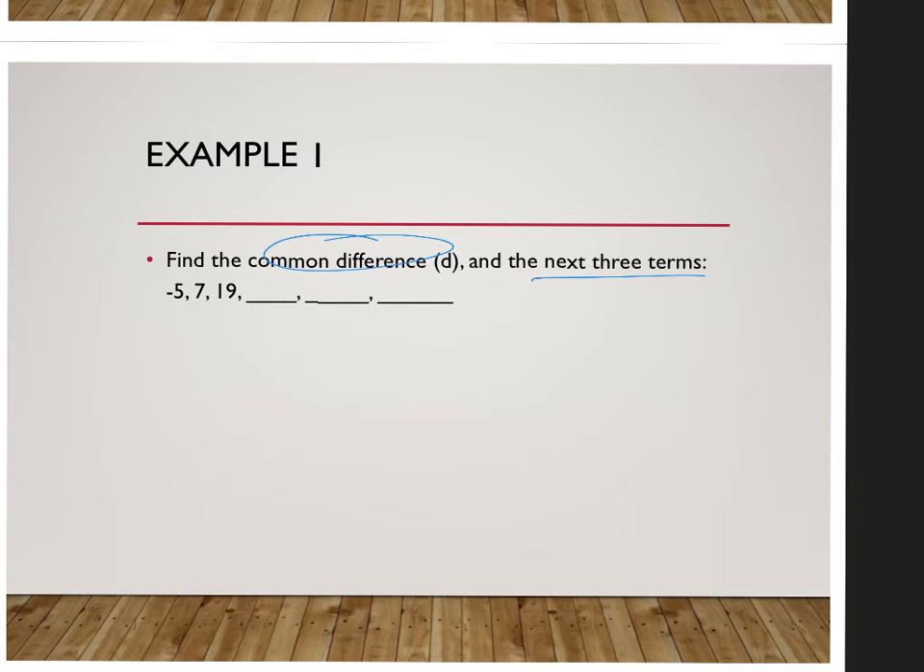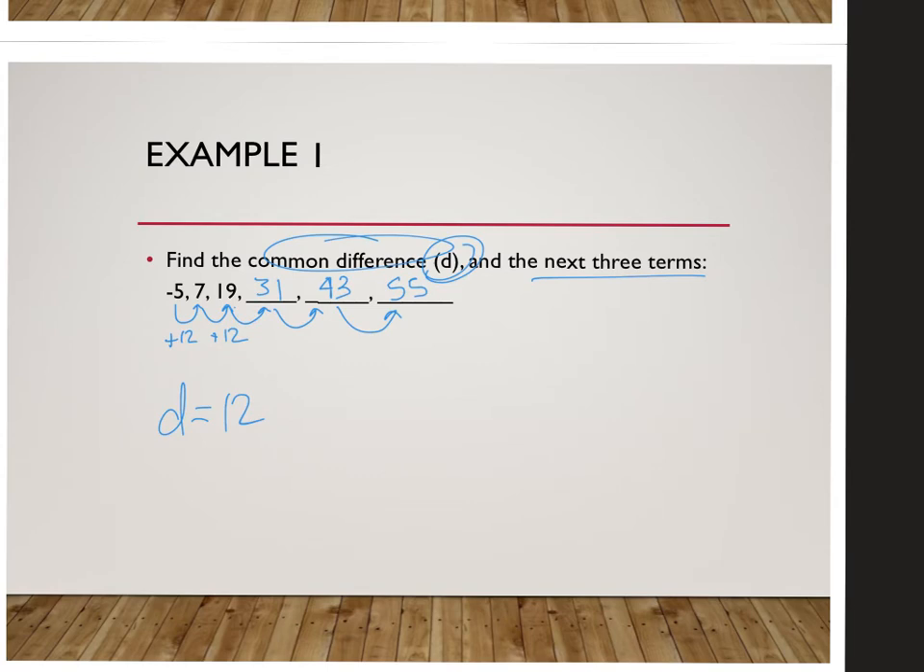So if I'm trying to figure out the pattern to get from here to here, it looks like I have to add 14. No, maybe not 14. 12. And to get from here to here, I have to add 12. Okay, so I now know what D is. D is 12. Now if I continue and add 12 more to that 19, 19 plus 12 is 31. Then I add 12 more and I get 43. And I add 12 more and I get 55.